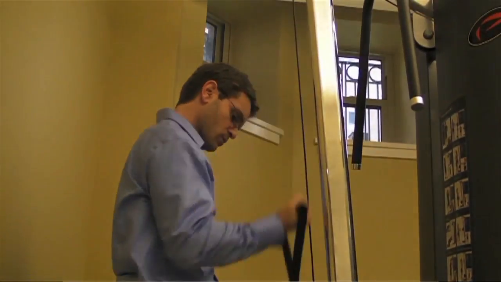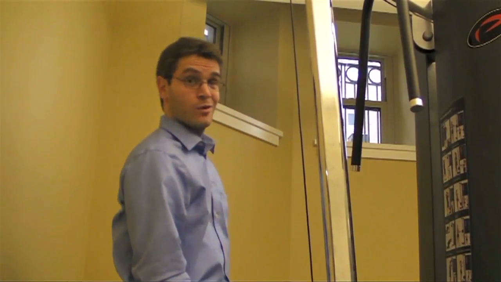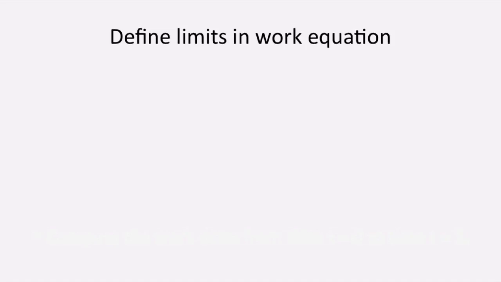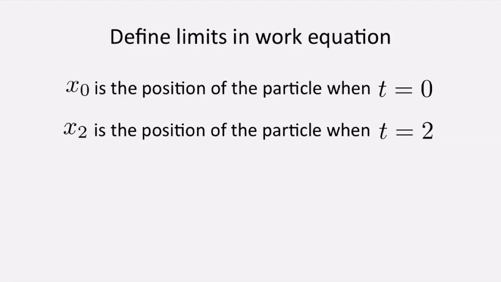Note that work is done when a force is applied over a distance on an object. Work. Let x0 be the position of the object at time t equals 0. Let x2 be the position at time t equals 2. Then the amount of work done on the object is computed by the equation W equals the integral from x0 to x2 of F dx.